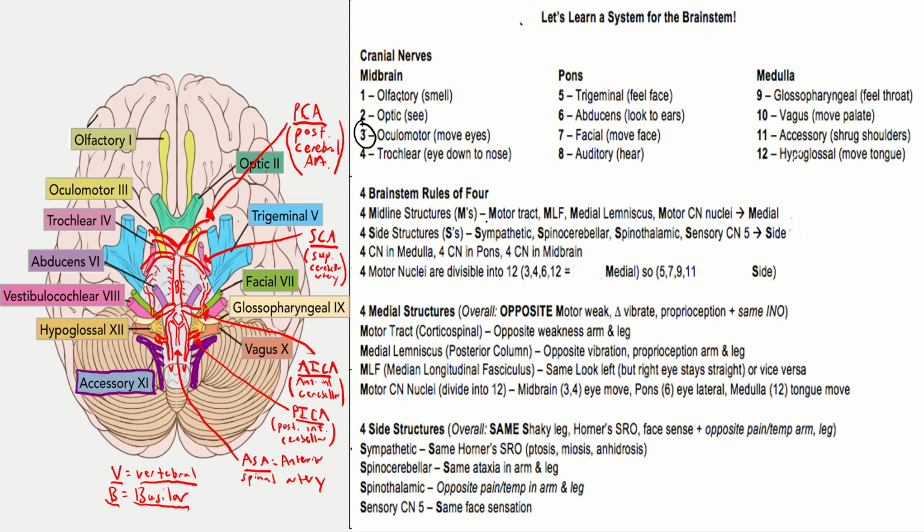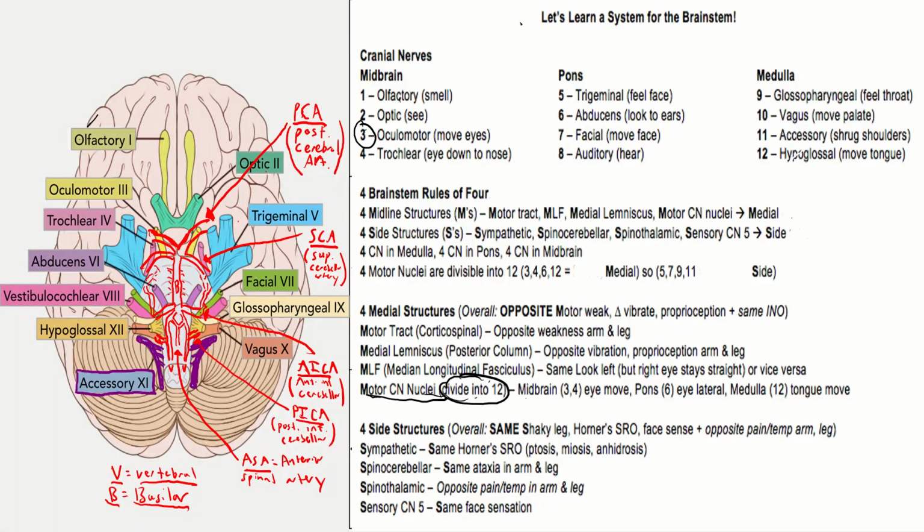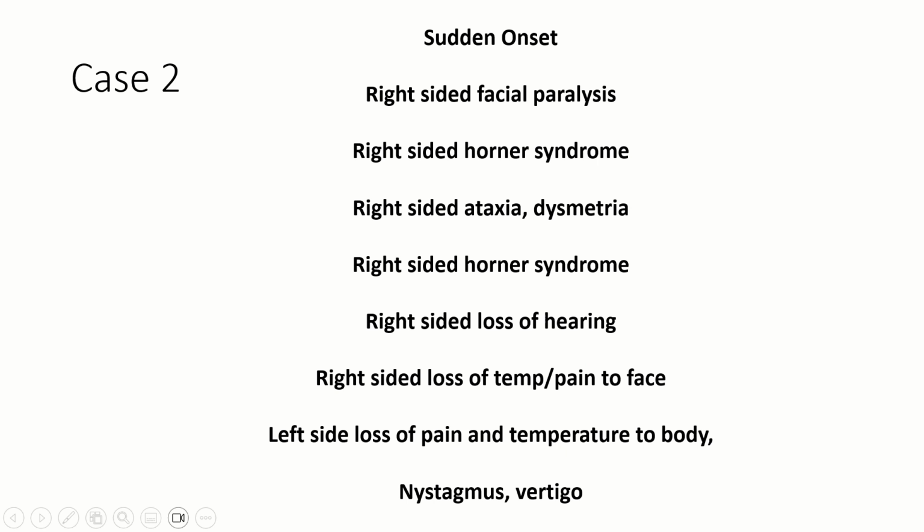So you know that it's medial as well, so it's more from a medial infarct. And then it helps that it starts with an M for motor cranial nerve nuclei down here. So all the motor cranial nuclei are divided into 12, so you've got 3, 4, 6, and 12. Perfect, so you can localize it by knowing where it is visually or by going over this rule of 4. All right, next one, case 2, sudden onset.